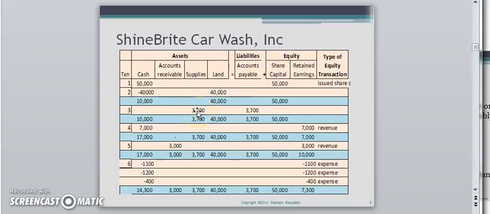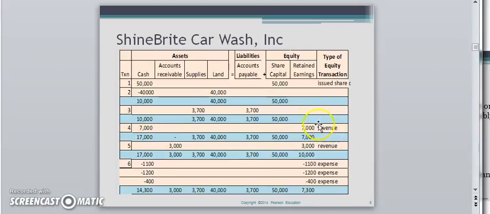You see now it looks like they've got some supplies, and you can see that they didn't take it out of cash. They created instead accounts payable, so they owe for buying supplies. So now you have the company worth more money, 50,000 plus 3,700, so 53,700. Then we've got another transaction. So the fourth transaction looks like they generated some revenue.